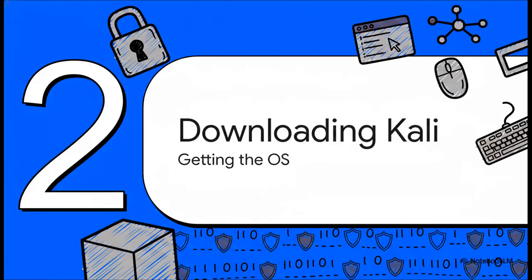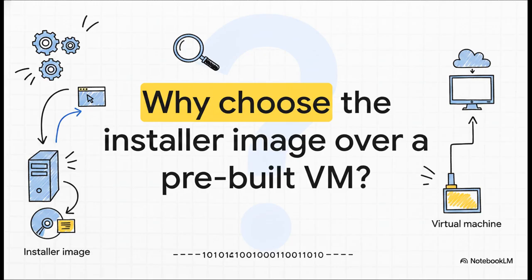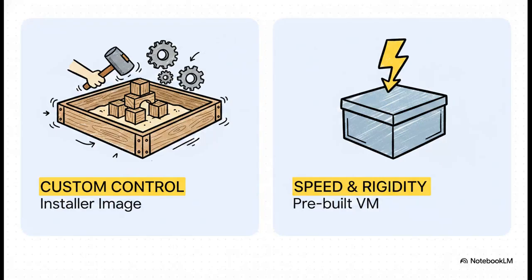Moving on to phase 2, downloading Kali Linux. When you hit the Kali Linux download page, you're going to see a ton of options, which brings up a really good question. Why should we choose the installer image instead of just grabbing a pre-built virtual machine? Here's the deal. A pre-built VM gives you quick access and pre-configured settings, which is fine if you're in a rush. But the installer image gives us maximum control over our lab. We get to customize the desktop environment and pick the specific software tools we want. Since we're building a professional-grade lab here, we really want that control. So make sure you download the latest 64-bit installer image straight from kali.org.